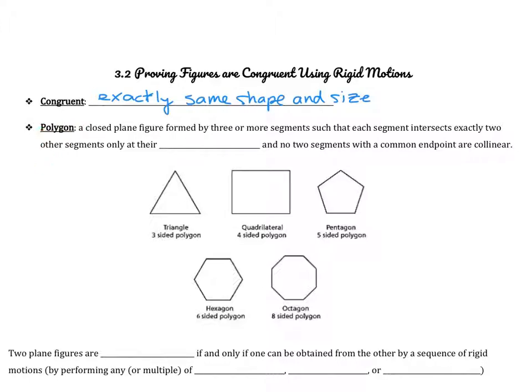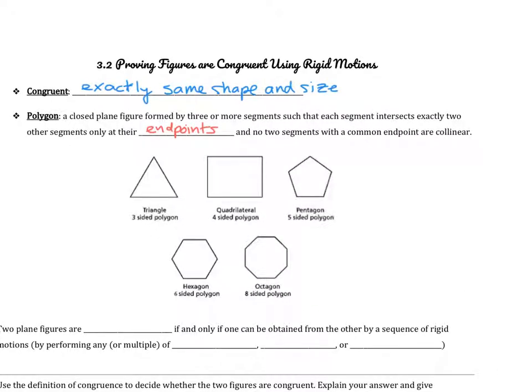And then here we have the definition of polygon. So a polygon is a closed plane figure formed by three or more segments such that each segment intersects exactly two other segments only at their endpoints. And we'll interpret what this means in just a moment. And no two segments with a common endpoint are collinear.